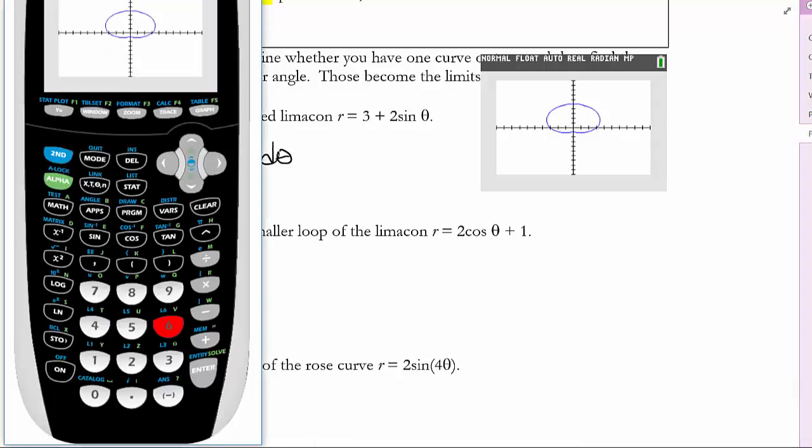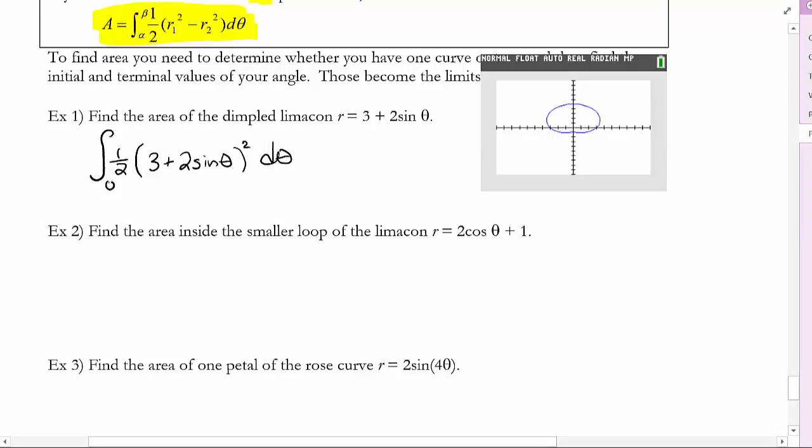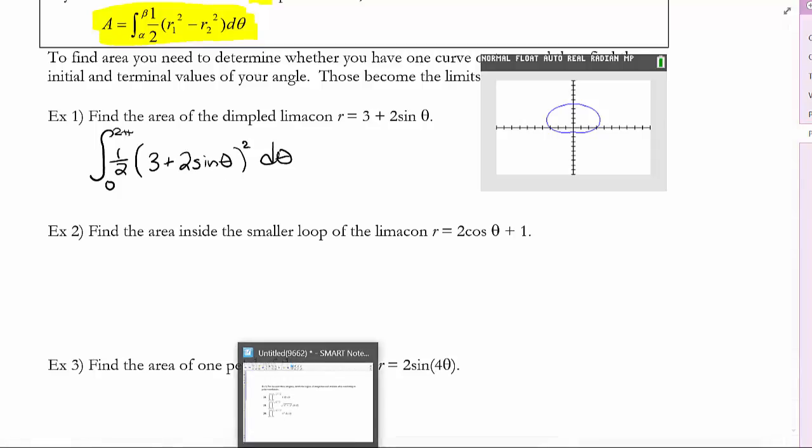So if I pull the calculator back up and I go to y equals and I make sure my turtle tracer is on and I hit graph again, if we watch it graph, there it goes around once, 0 to 2 pi, and it stops. It does not duplicate. So this goes from 0 to 2 pi. If that had gone around twice, I would just do 0 to pi. So I have the integral of 1/2 (3 plus 2 sine theta) squared d theta.